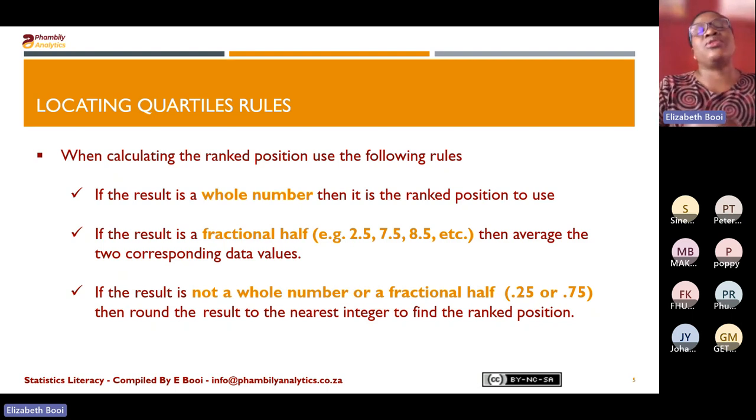So if it's 2.25, we round down to 2, so the position will be on 2. And we're going to count up until we get to position 2 and we get the quartile value. If it's 2.75, then we're going to round up, because the value is closer to 3 but far away from 2. So we're going to round it up to 3. So 0.75 rounds up, 0.25 we round down. I hope that makes sense.